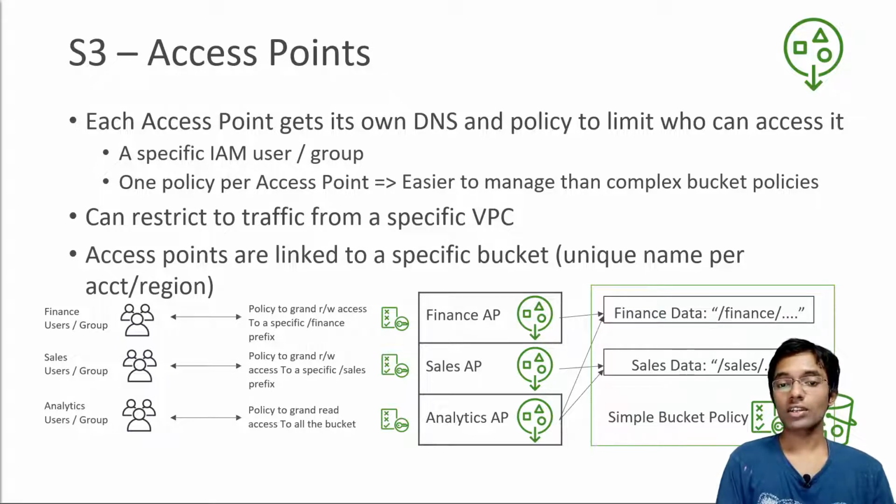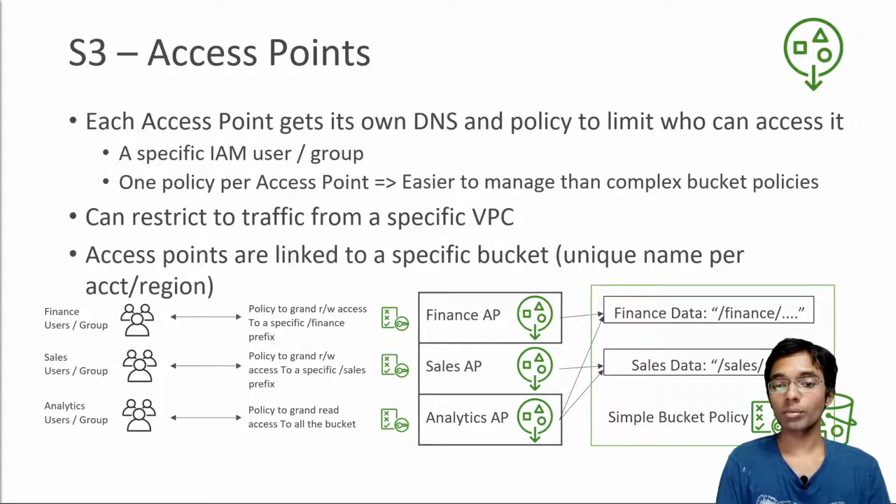The idea is that instead of having a very complex bucket policy to manage, with many different lines, you can create many access points for your S3 buckets, and each access point will have its own policy. You can also restrict traffic from a specific VPC, as we'll see in the next slide. Access points are linked to a specific bucket, so they get a unique name per account and region.